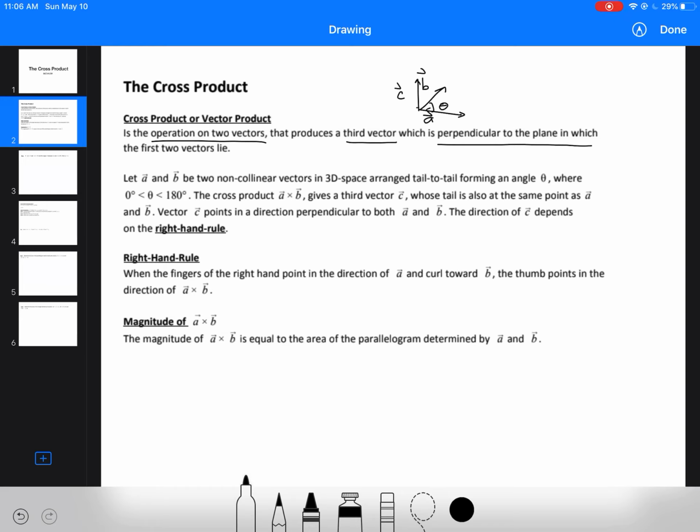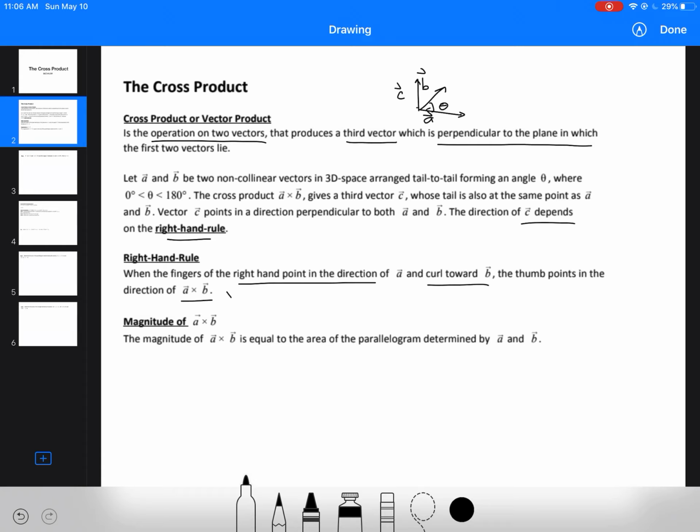So vectors have a magnitude and a direction, and so the direction of C, the vector created by doing the cross product between A and B, depends on the right-hand rule. The right-hand rule states that when the fingers of the right hand point in the direction of A and curl toward B, the thumb points in the direction of A cross B.